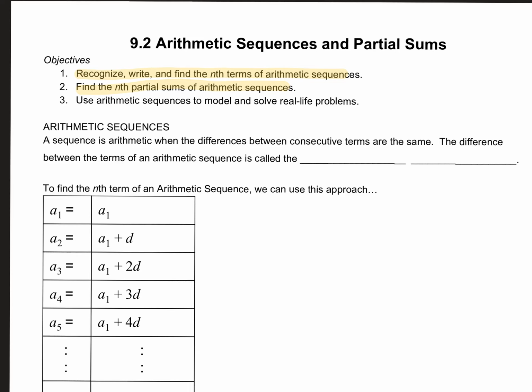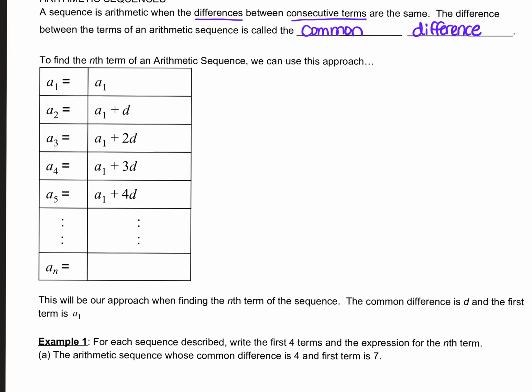So to get started, we'll first discuss what an arithmetic sequence is. An arithmetic sequence is a sequence where the differences between consecutive terms are the same. The difference between the terms of an arithmetic sequence is called the common difference. That's a term you might remember from Algebra 1. I'm not sure if you have that same terminology, but that's what we'll use here, and it seems to be a pretty common terminology.